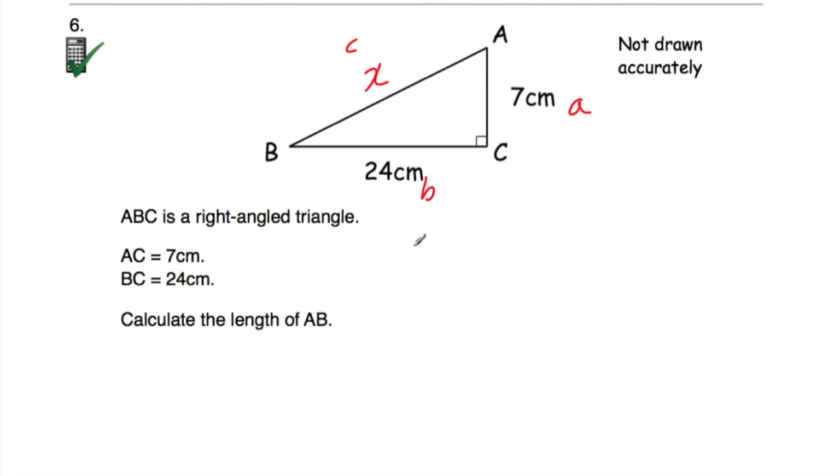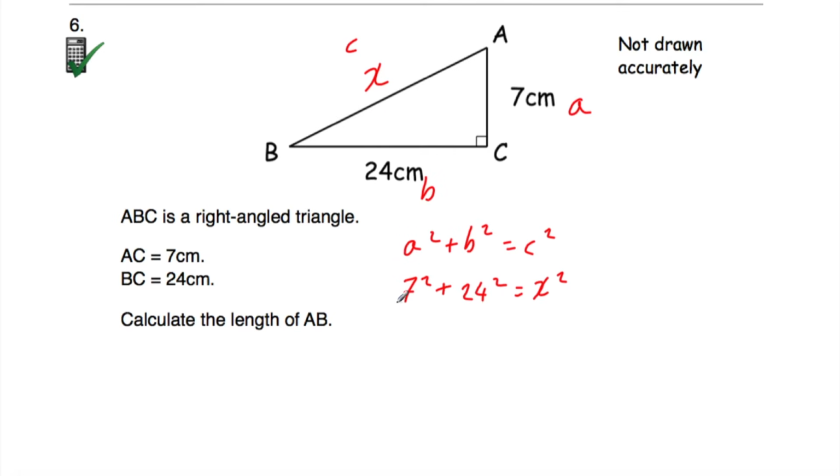So let's write down Pythagoras' theorem. a squared plus b squared is equal to c squared. And let's substitute in our values. So instead of a squared, it's going to be 7 squared plus, and instead of b squared, it's going to be 24 squared. And that's equal to c squared. That's going to be x squared.